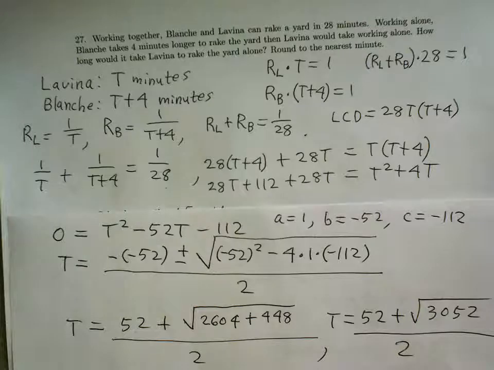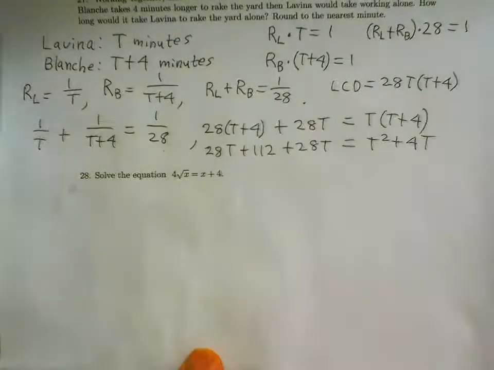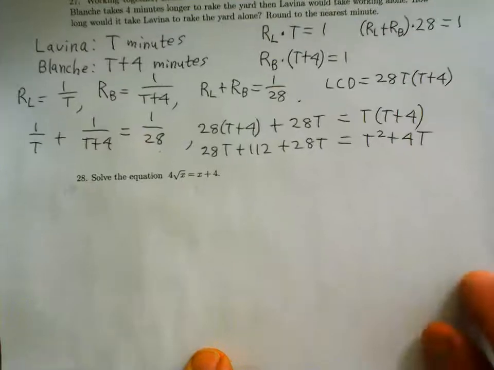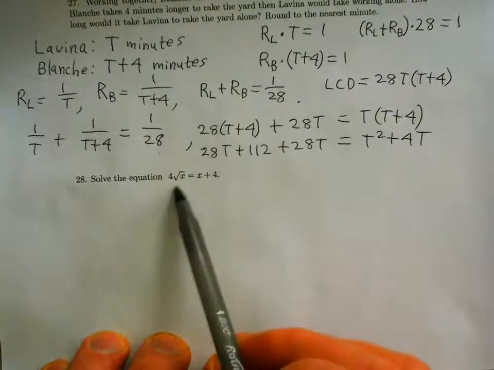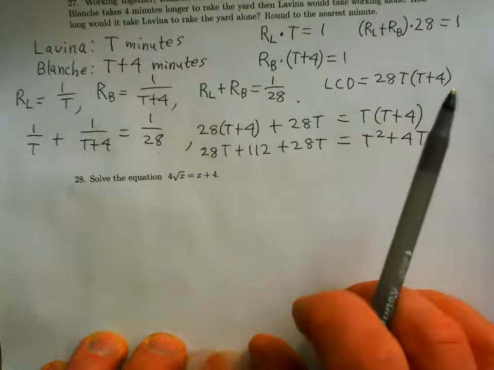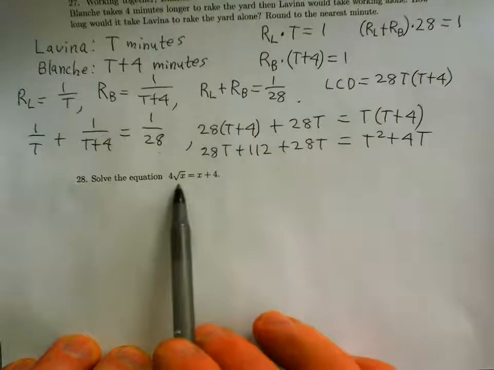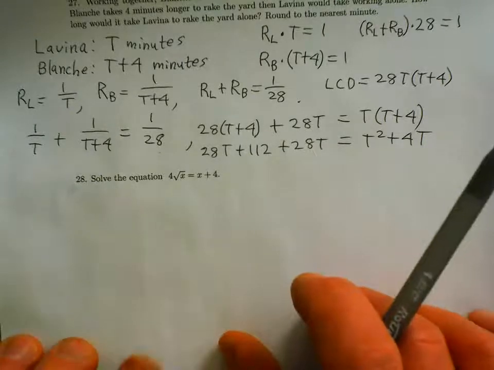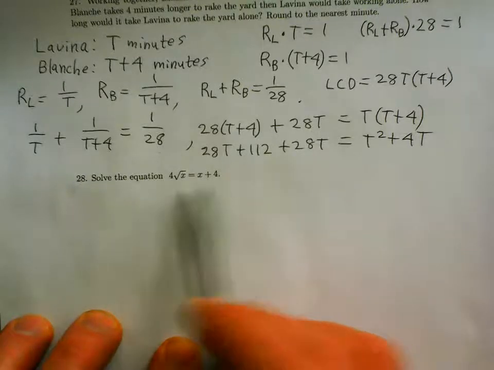Okay, let's move on then to the next page. Well, the next problem. That's on the same page. Solve the equation 4 times the square root of x equals x plus 4. We want to solve for x. We see that the square root of x is in the equation. So we want to square both sides of this equation.